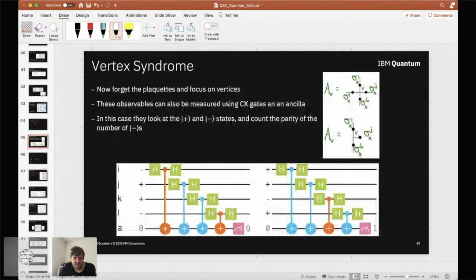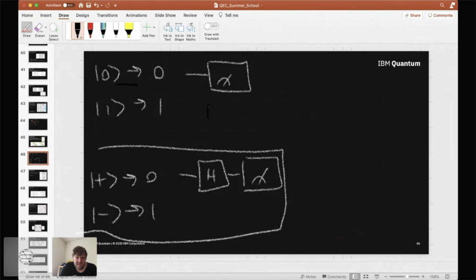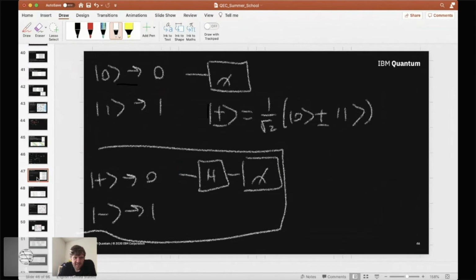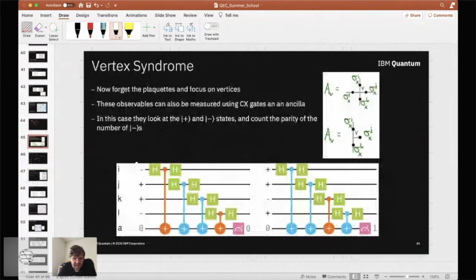So in this case, the way we do it, well, we can do it in this form. Instead of wanting our controlled knots to look at whether the control is zero or one, and maybe just to point out, the plus state is the one that is 1 over the square root of 2, 0 plus 1, and the minus state is the one which has a minus in there instead. So we're now distinguishing between these two states. We want our controlled knot to do nothing if it's controlled on a plus state, and do an X if it's controlled on a minus state.